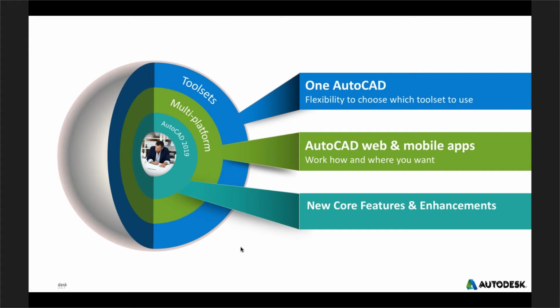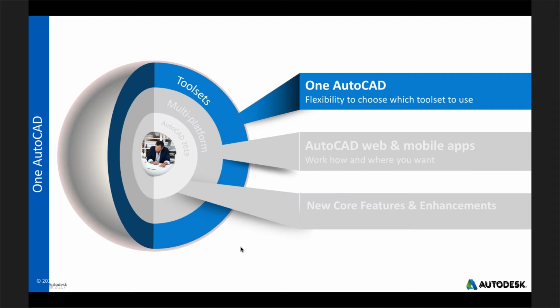So there are 3 different parts of AutoCAD 2019. One is the whole outer layer, the one AutoCAD: the flexibility to choose which tool set is the best one to help you in your workflow. The second layer of the onion is the multi-platform, where you can work how and where you want so that AutoCAD follows you. And the last part is the new themes, I should say themes rather than features or enhancements, that we've continued to work on, and the new areas we're going to invest in from now until the future in terms of AutoCAD 2019.